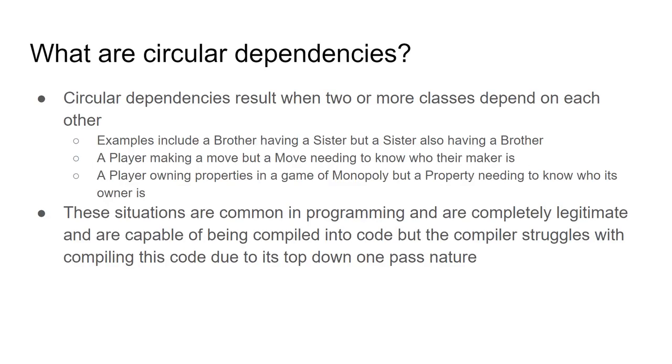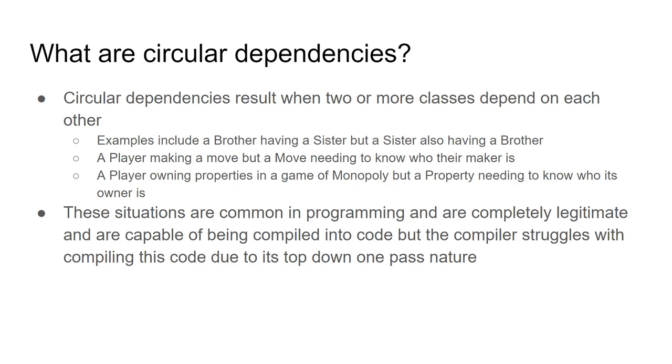Circular dependencies show up when two or more classes depend on each other. For example, you might have a brother and a sister class. A brother might have a sister and a sister might have a brother, right? These two classes now require each other. Or a player might be able to make a move, but the move might also need to know which player made it.